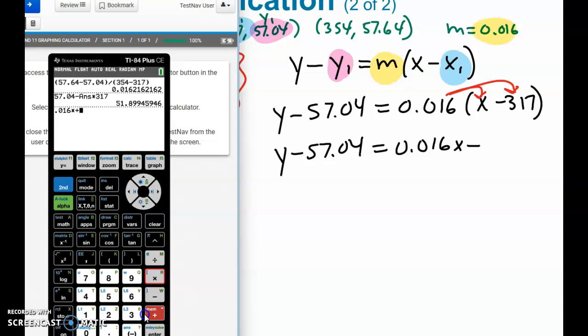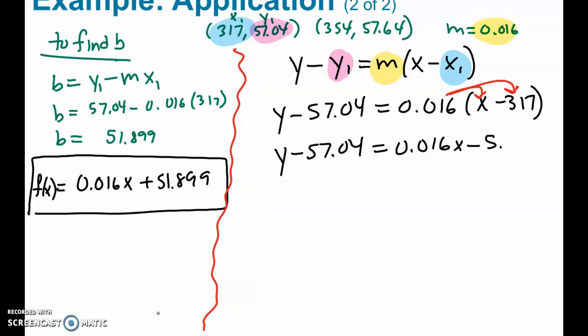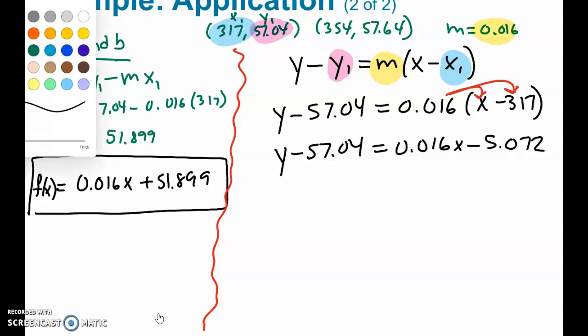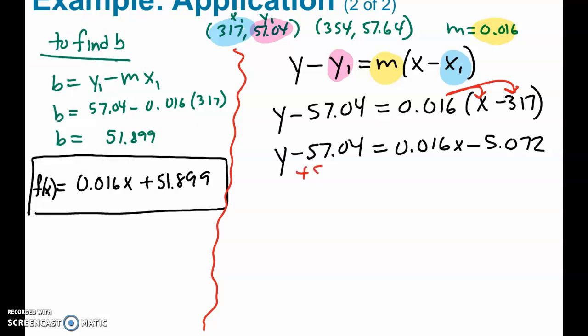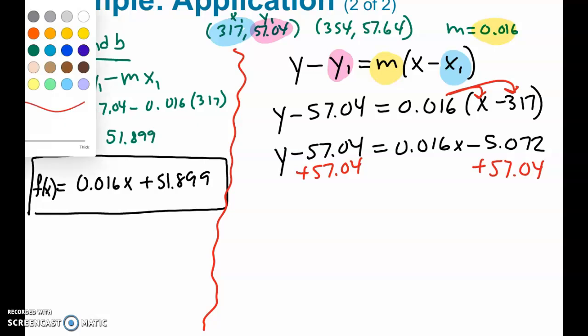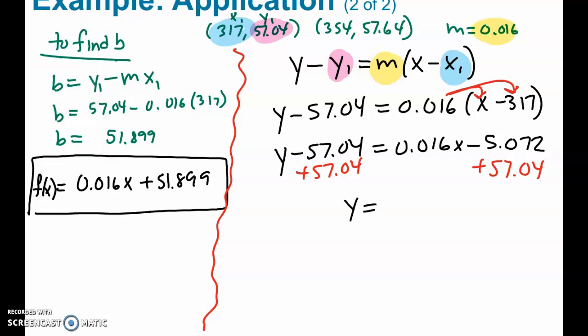So I'm going to multiply, and let's see what we get, 5.072. And that's negative because this value is negative. And then all I have to do is solve this for y. So add 57.04 to both sides, and you'll get your answer, which is y is equal to 0.016x.